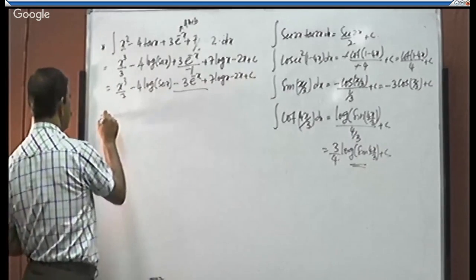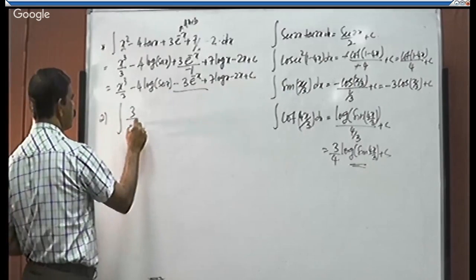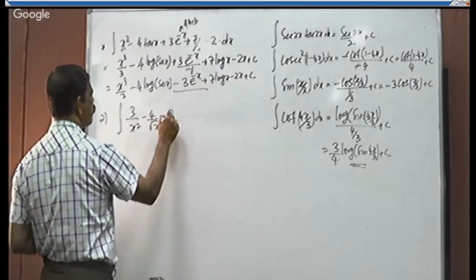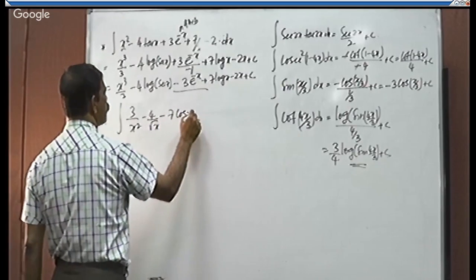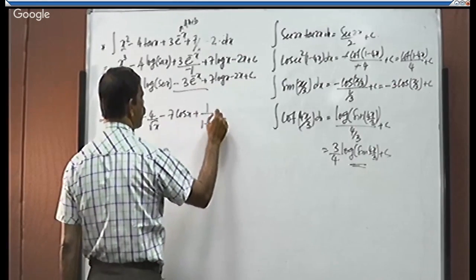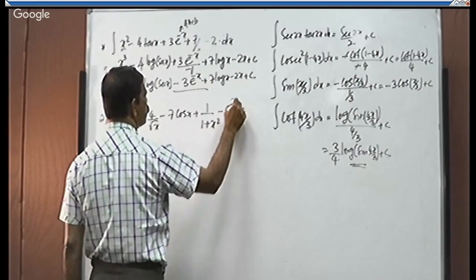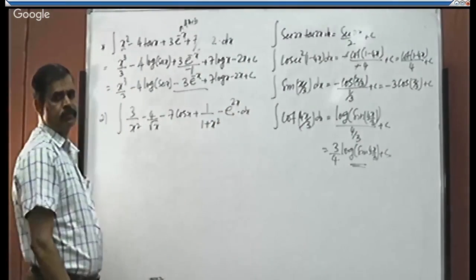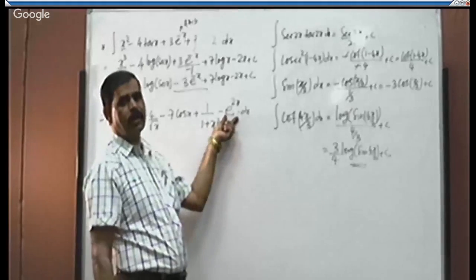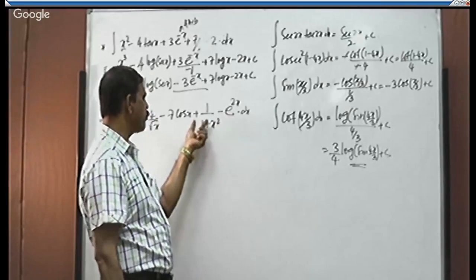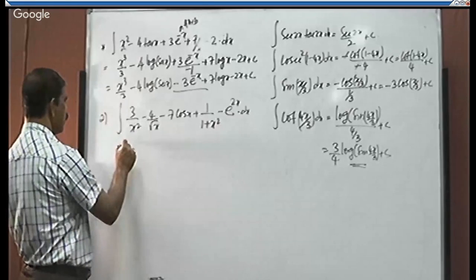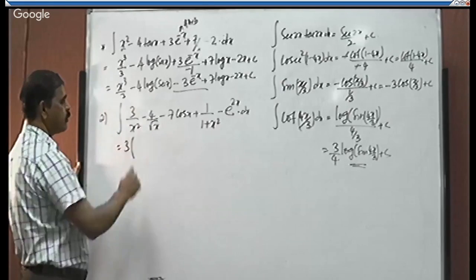In the same way, integration of 3 divided by x square minus 4 by root x minus 7 cos x plus 1 by 1 plus x square minus e to the power of 2x dx. So all are ordinary terms, right? Except this one, it is of e power ax plus b form. Other terms are all ordinary terms. Integrate individually. Keep 3 as it is. 1 by x square is of what form?